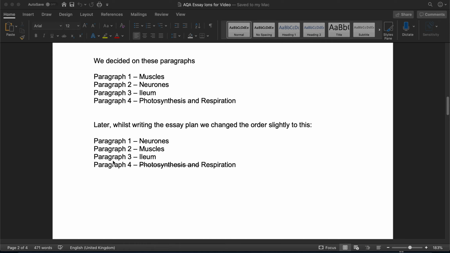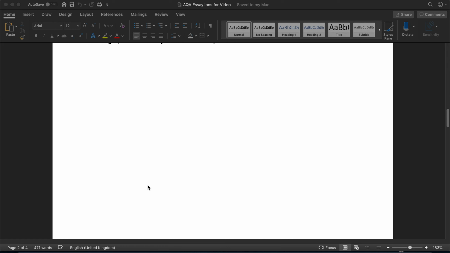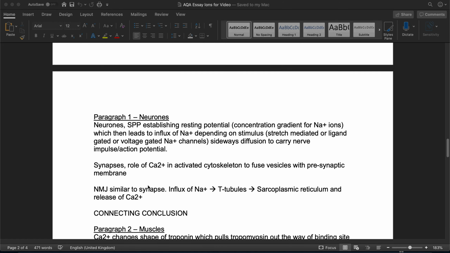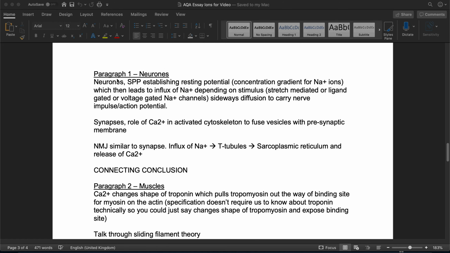We changed the order slightly, and that's going to become apparent why we did that when we look through this. I'm not going to go through all this detail because you can just pause. And remember, these are just recommendations, and this is what we decided to go with in that tutoring session. You might want to talk about different aspects of neurons and how they relate to ions. But there's some guidance there, some things that you might want to write about.